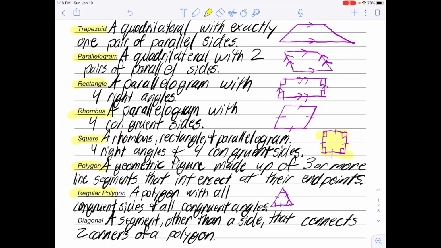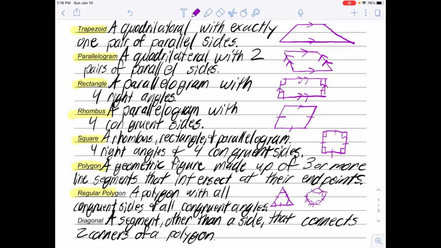It has all four angles the same and all four sides the same. But we can have a regular anything. A regular pentagon would have five sides that are all the same and five angles that are all the same.